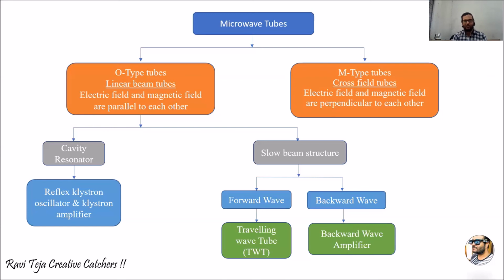The O-type tubes are again classified into cavity resonator, which gives rise to the reflex klystron oscillator as well as the klystron amplifier. The other classification is the slow beam structure, which is again classified into forward wave and backward wave. Forward wave gives rise to the traveling wave tube, or TWT, and backward wave gives the backward wave amplifier. All these topics will be discussed in the coming classes in this unit.